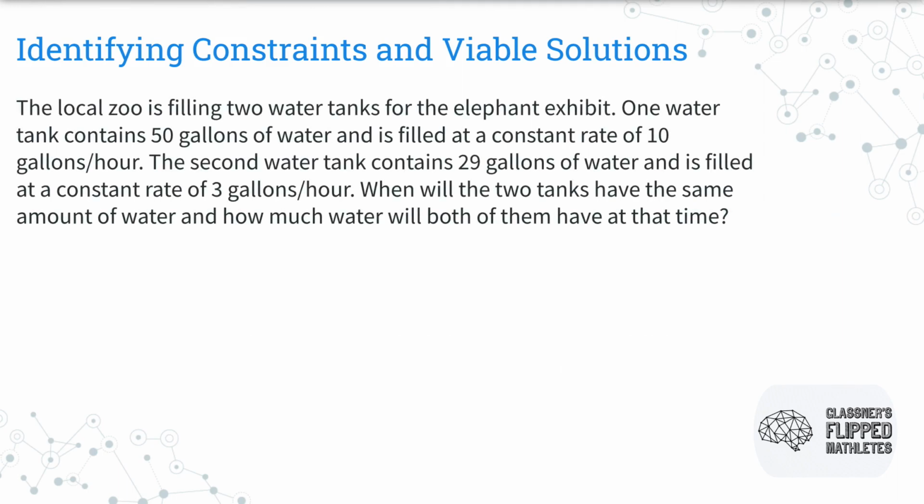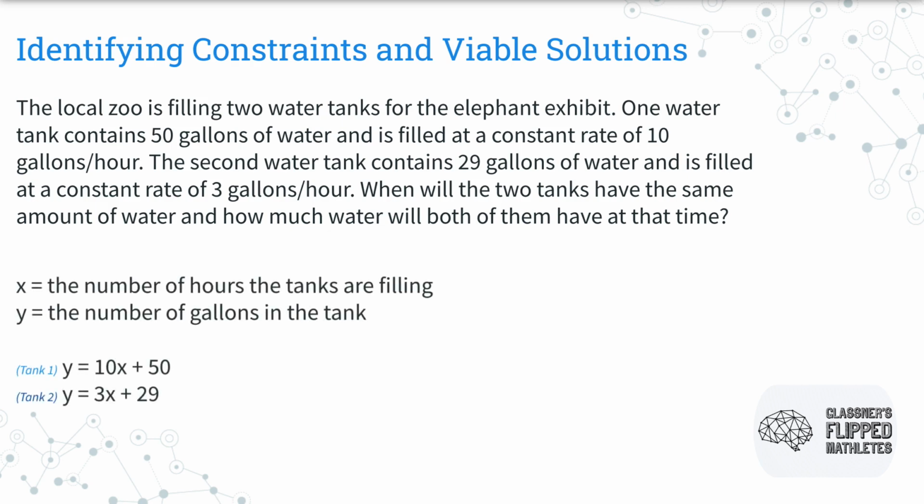So local zoo, filling up 2 water tanks, elephant exhibit. One water tank contains 50 gallons and is filled at a constant rate of 10 gallons per hour. Second water tank contains 29 gallons and is filled at a constant rate of 3 gallons per hour. When will the 2 tanks have the same amount of water, and how much water will both of them have at that time? So let's go ahead and write a system, pick our variables.